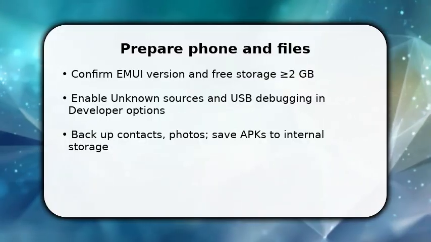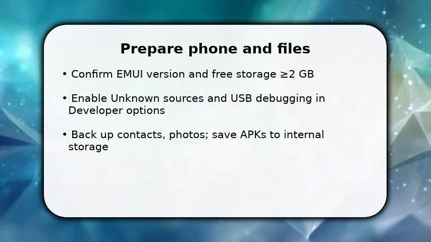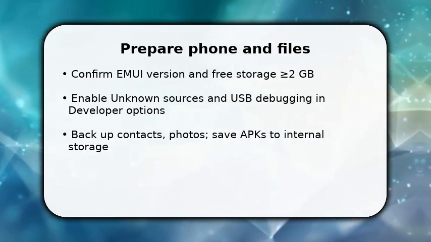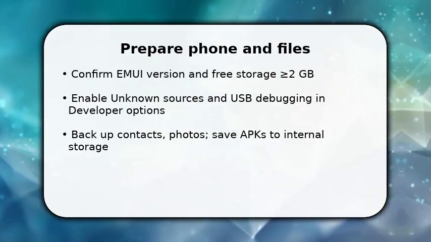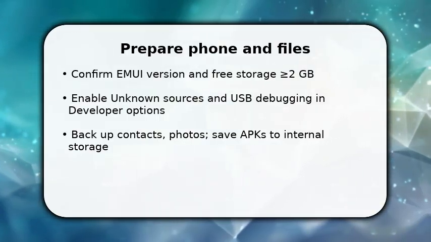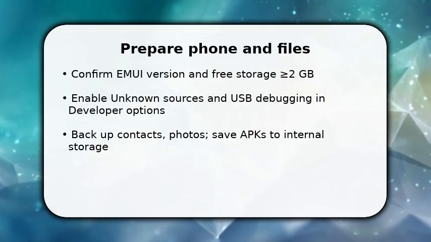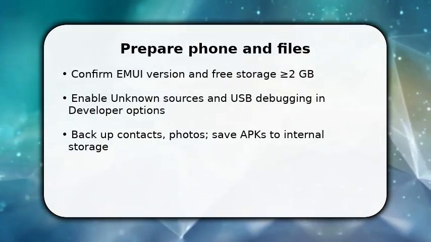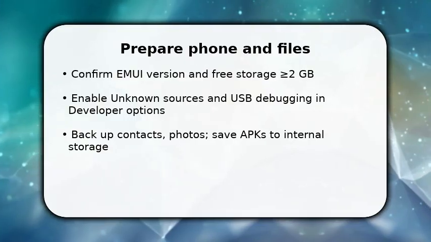You start by preparing the phone so installers can run. Check EMUI and free up at least 2 GB because installations need temporary space. Once done, enable developer options, then toggle USB debugging and unknown sources so APKs can install. This is necessary because Huawei ships without Google services.